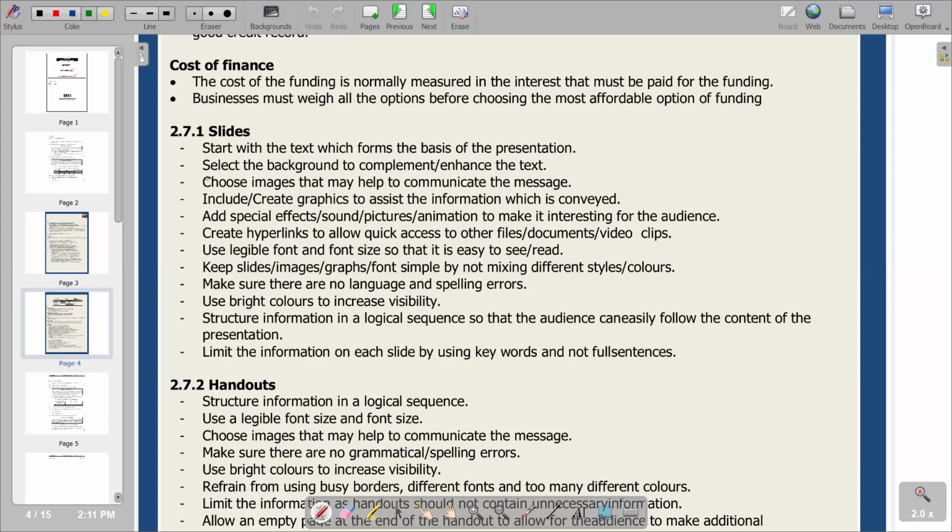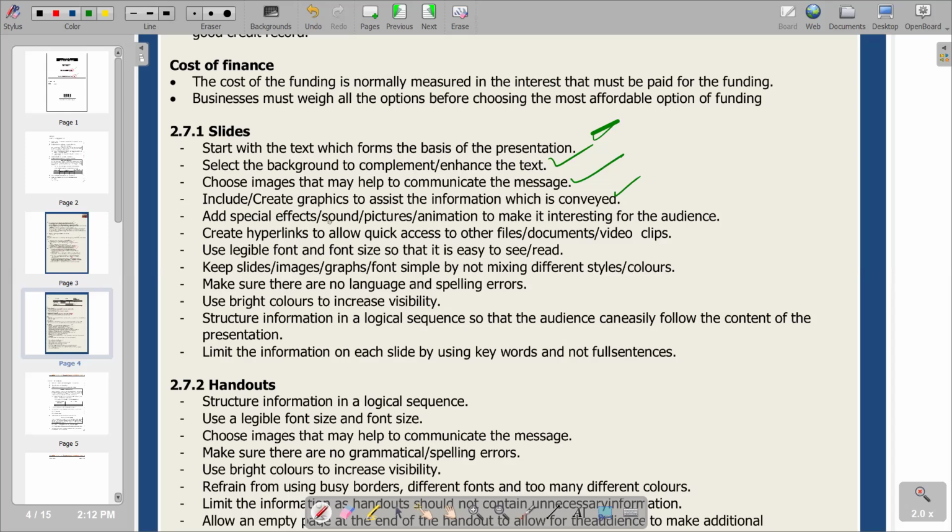So obviously, on the slides, on the presentation, we have to have some text there that forms the basis of the presentation. Then on the second part, we have select the background to complement or enhance the text. So obviously, according to the information that you are texting there, you can just select a background that is applicable for that. And then next one, we choose images that may help to communicate the message. And then we have include or create graphics to assist the information which is conveyed. So basically, we have information that can be graphically presented. Obviously, you need to put your graphs, be it your pie charts, your picture, whatever form of graph that you might want to also include there.